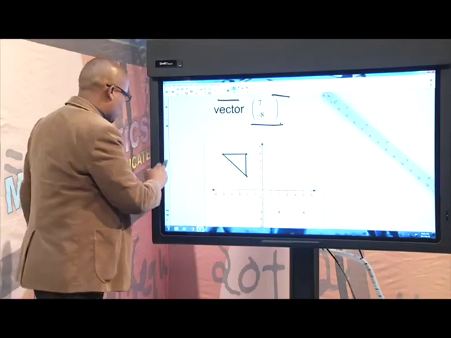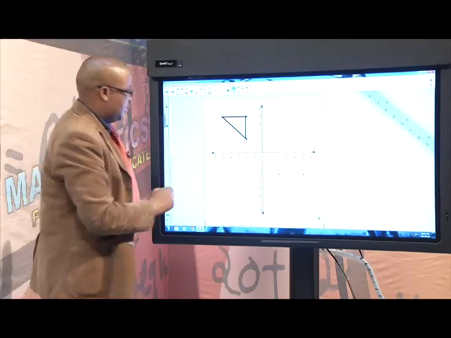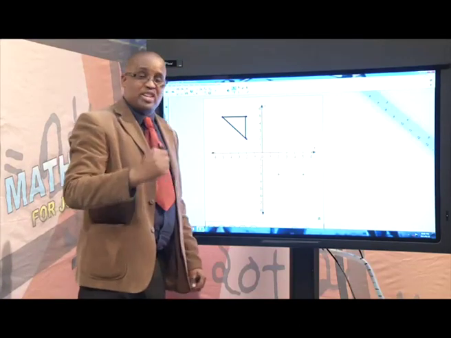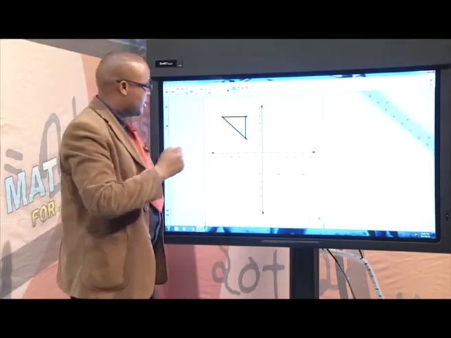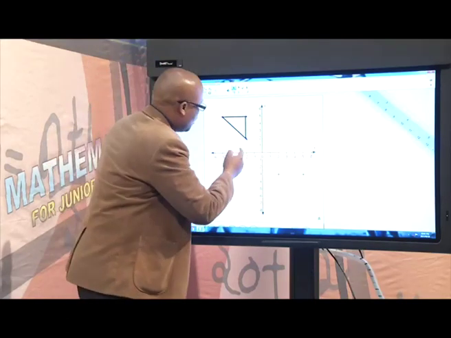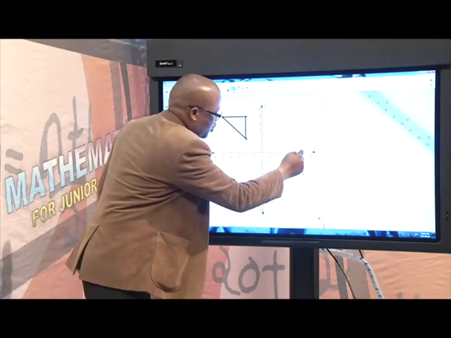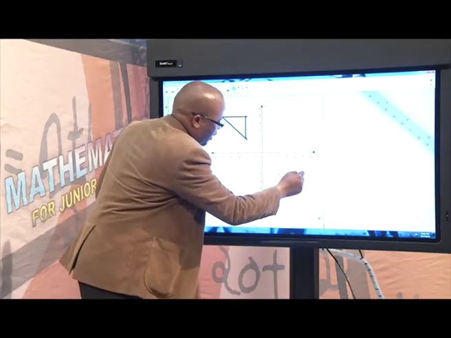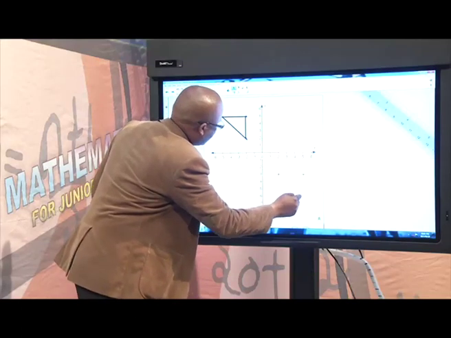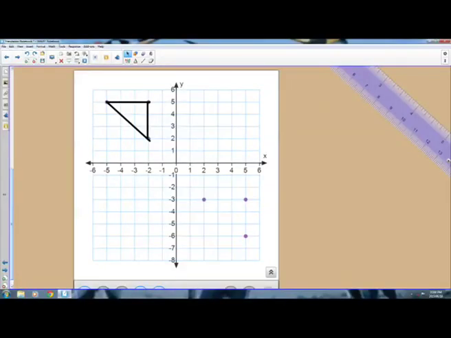And then what about the last point? This point also has to move 7 points in the positive direction and then 8 steps down. So 1, 2, 3, 4, 5, 6, 7. Then 1, 2, 3, 4, 5, 6, 7, 8. It will be here. And then we can also join these points using a ruler.